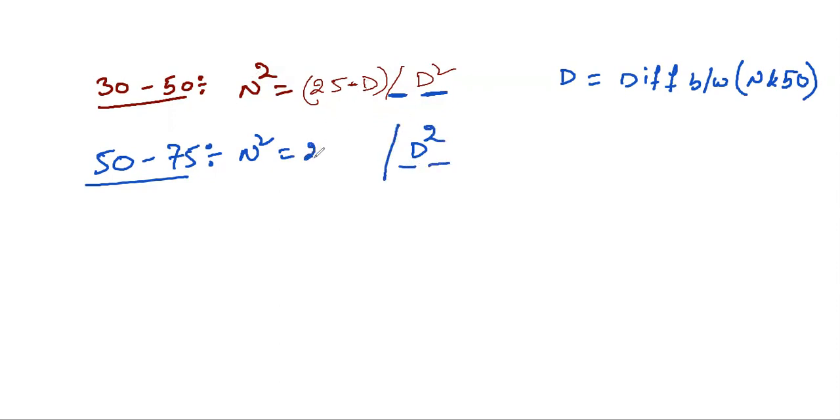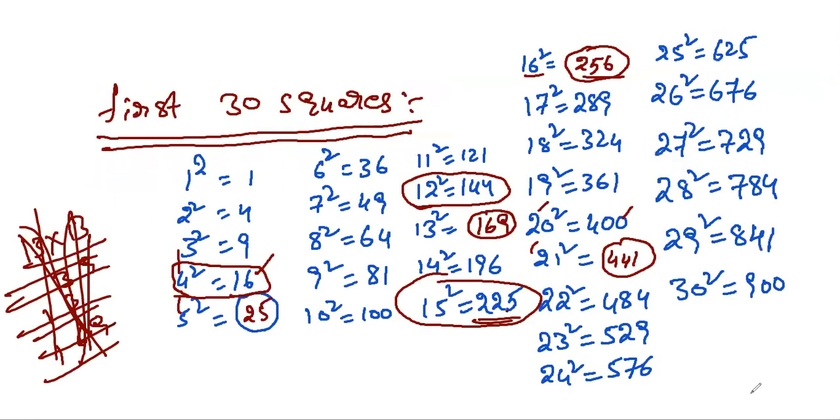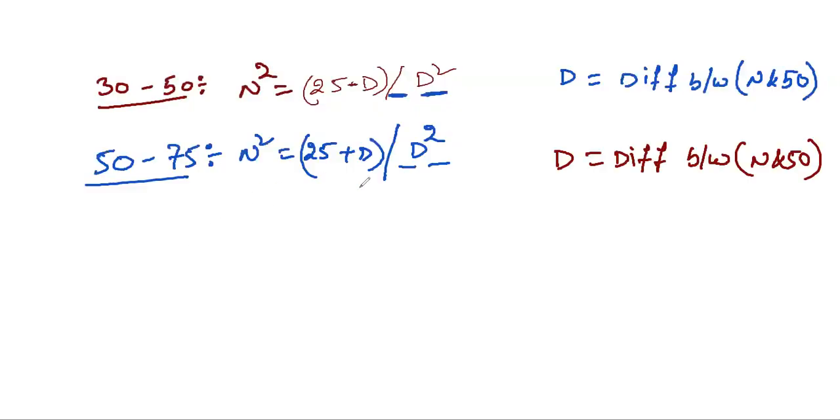Previously you subtracted the difference. Now add it. That's it. Your calculation will be completed. What is the difference here? Difference between the given number and 50. Very easily you can find out this answer. But you need the help of the first 30 square numbers. These first 30 square numbers are very important. Without learning them, you can't use this method.